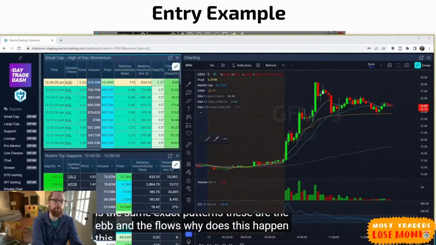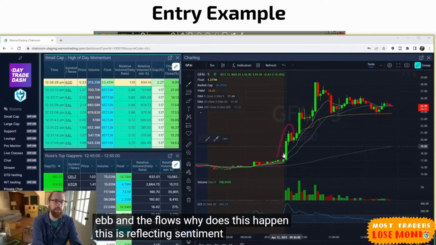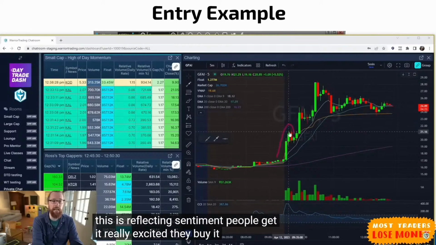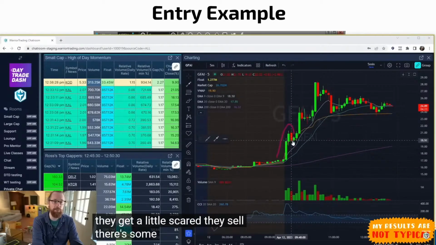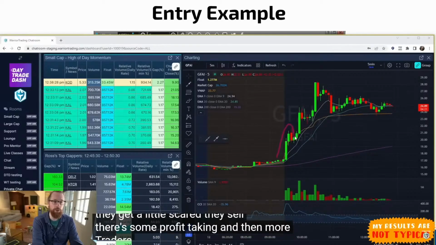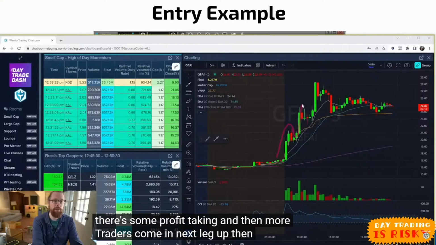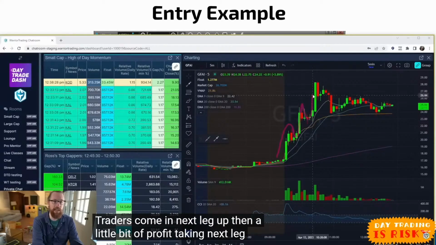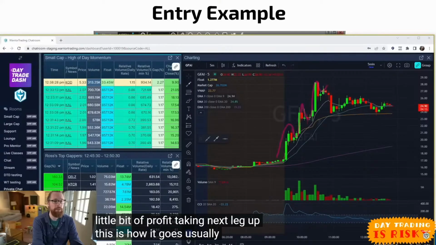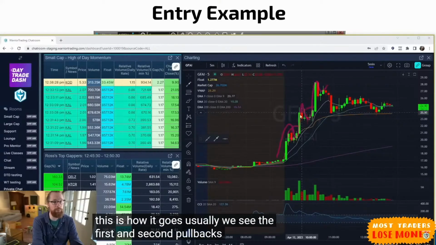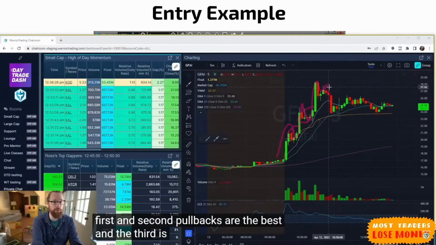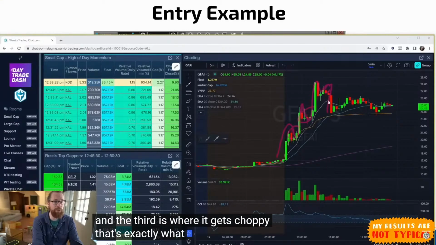Why does this happen? This is reflecting sentiment. People get really excited. They buy it up. Then they get a little scared. They sell. There's some profit taking. And then more traders come in. Next leg up. Then a little bit of profit taking. Next leg up. This is how it goes. Usually we see the first and second pullbacks are the best, and the third is where it gets choppy. That's exactly what happened here.